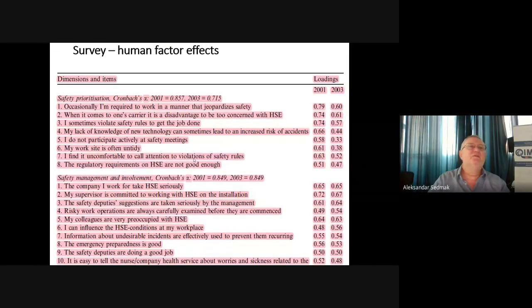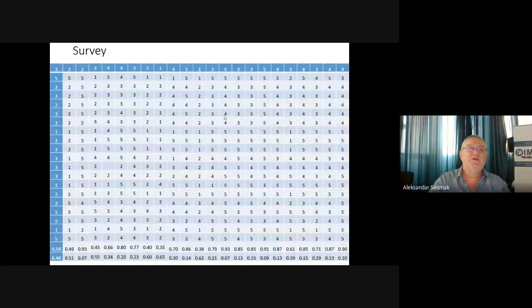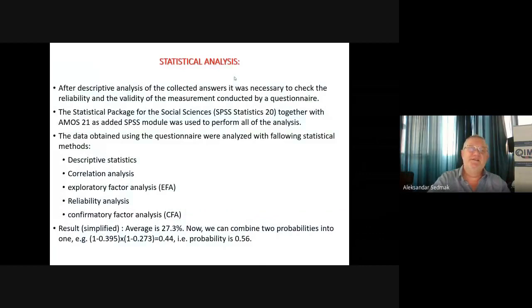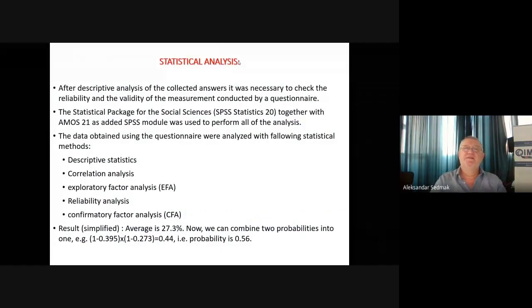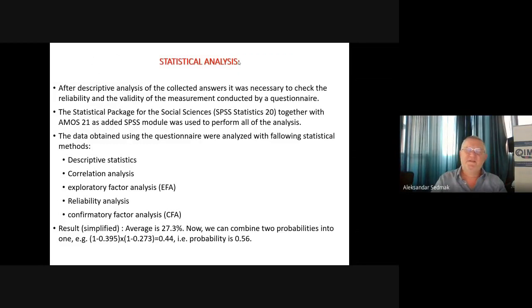Now, just 1 minute on a survey about human factor effects. This so far presented was purely technical. And now for the human factor, we need a kind of survey. It has been conducted in one doctoral thesis, and with a number of questions and a bit complicated scheme for answering. Statistical analysis can be used to evaluate risk which is due to human error.